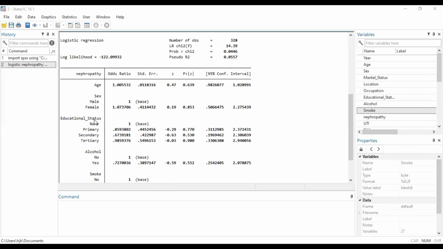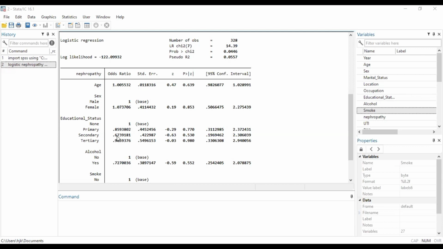Now, when we come to educational status, you can see that they are all less than 1. And so there's reduced odds of getting nephropathy among these categories compared to those without. So usually we subtract this value from 1, and this should give you something close to 0.149 or 14.1 something when you subtract this from 1. So what it means is that those with primary level of education have a 14.1% reduced odds of nephropathy compared to those without any form of education.